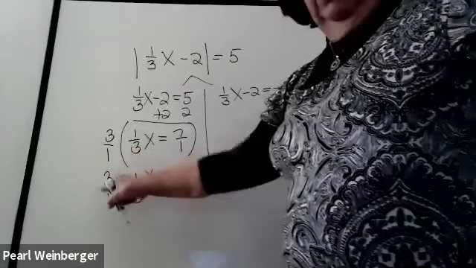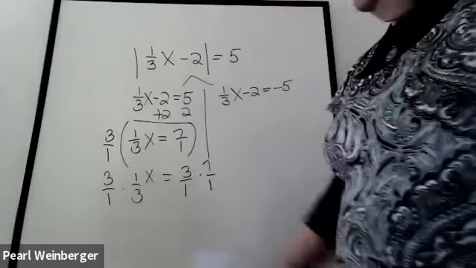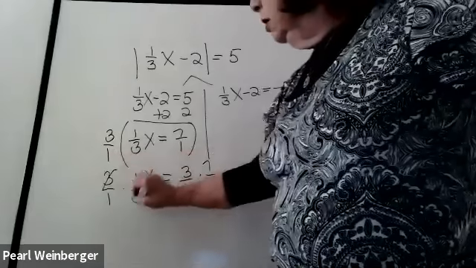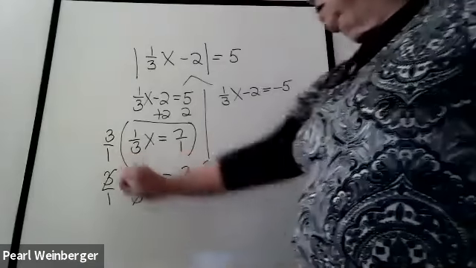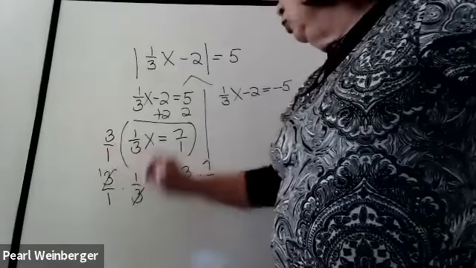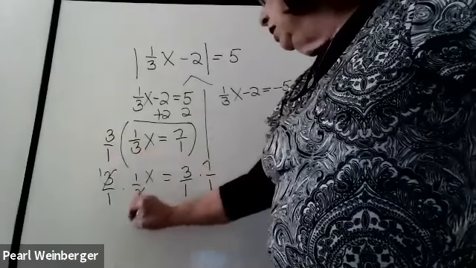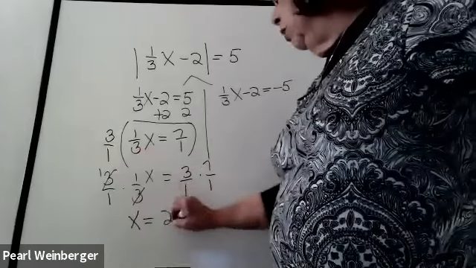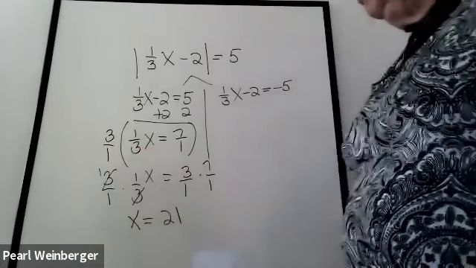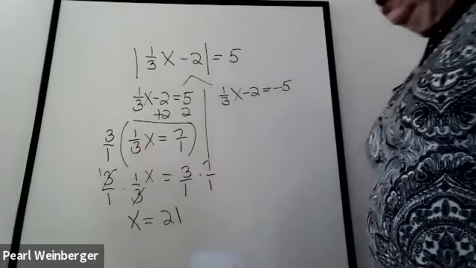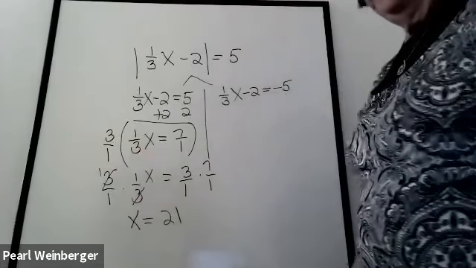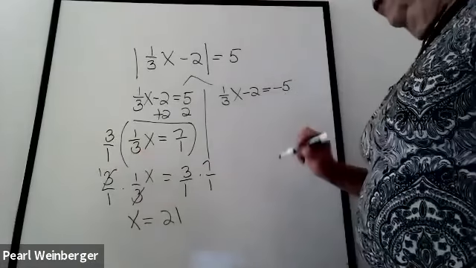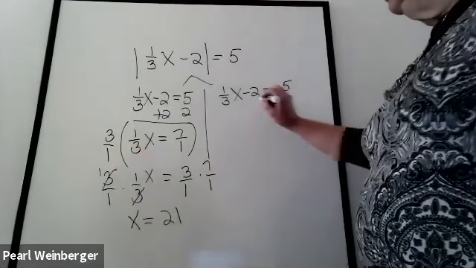Here, when we have multiplying by 3, we're going to cancel out these 3s. This will leave me 1 times 1x, which is just x. And this will be 3 times 7, which is 21. So my answer for the first equation is x equals 21. Okay, I don't stop there. I go to the next equation.